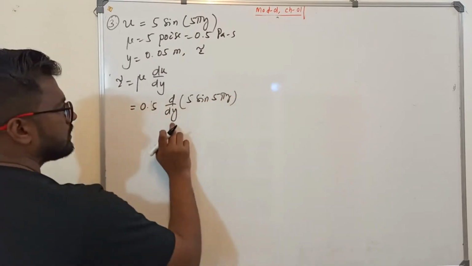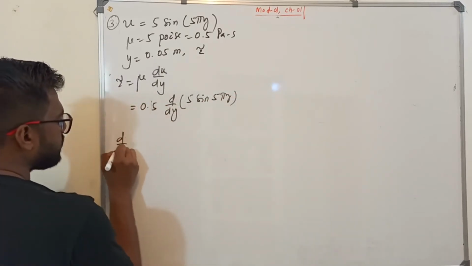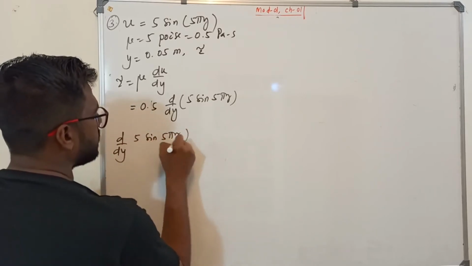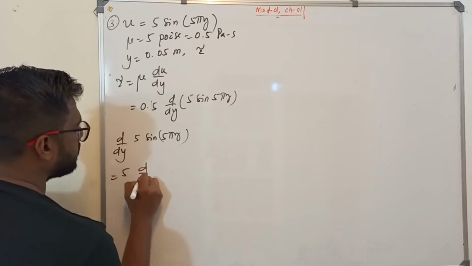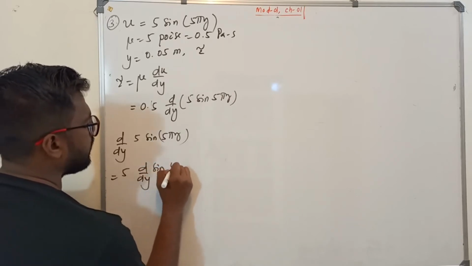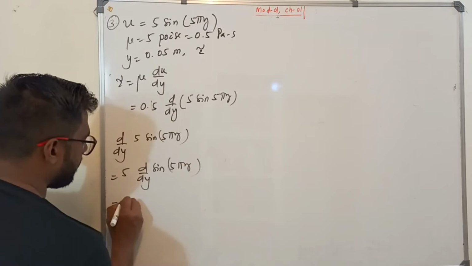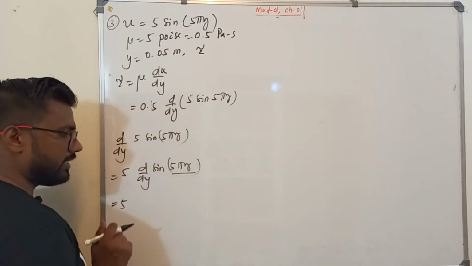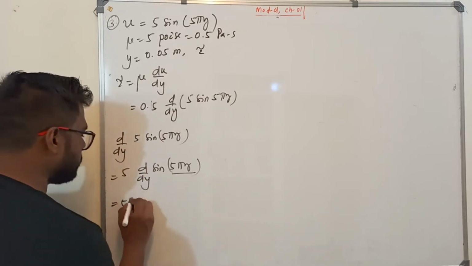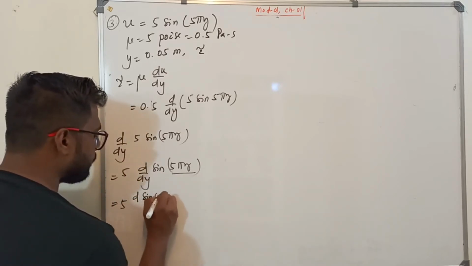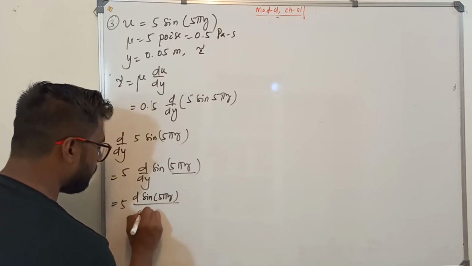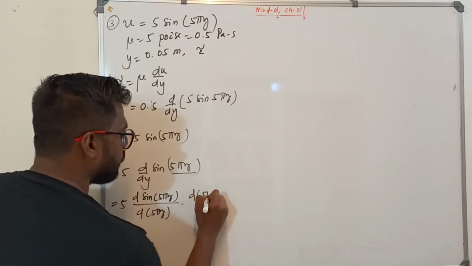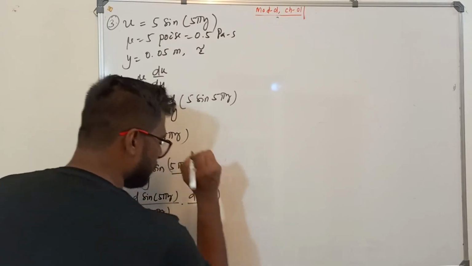Let me solve this for you. You will use chain rule here. 5 take outside, d by dy of sin 5 pi y. Here 5 pi y is there; in the denominator, do you have 5 pi y? No. So that's why you have to use chain rule. So d sin 5 pi y divided by d 5 pi y, now again divide and multiply, 5 pi y by dy. This is your chain rule.